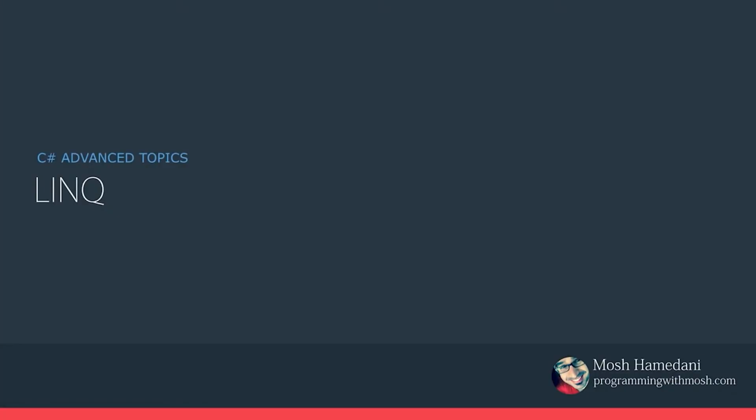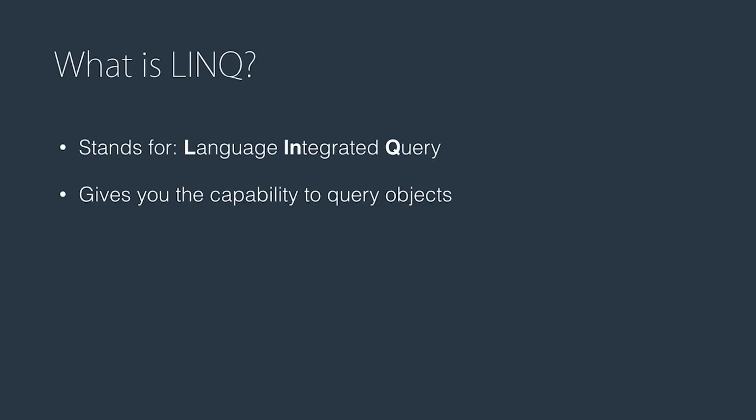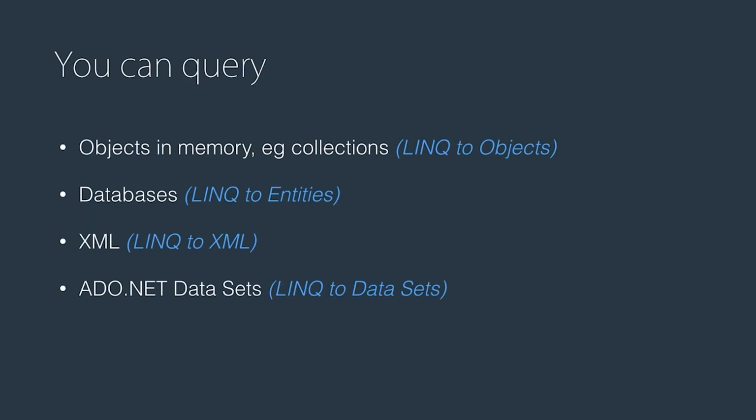So we got to Linq. What is this Linq that everybody talks about? Linq is one of my favorite features of C#. It stands for Language Integrated Query, and it gives the capability to query objects in C# natively. So with Linq, you can query objects in memory like .NET collections, you can query databases, you can query XML, and you can query ADO.NET datasets.